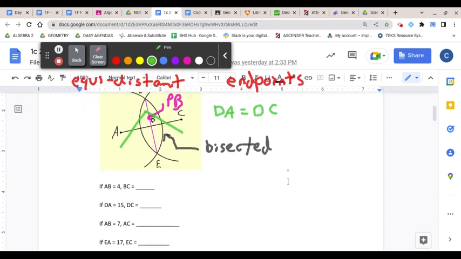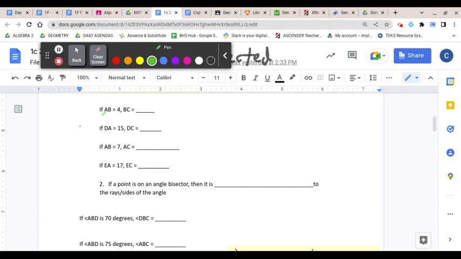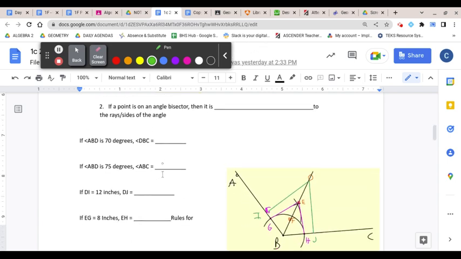Okay, so you could try these 4 problems out here. It should be pretty simple. Okay, number 2. Let's talk angle bisectors here.